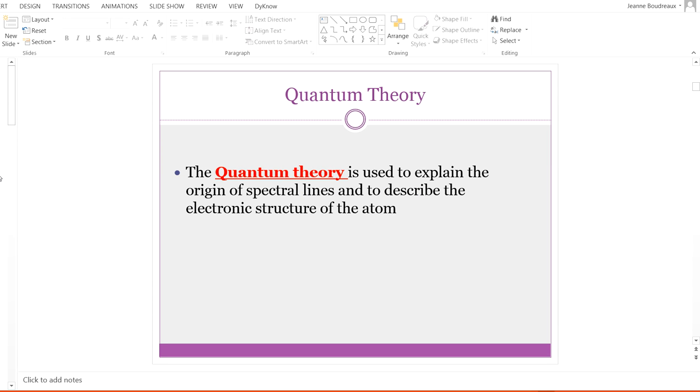A lot of times when people hear the word quantum, they kind of freak out a little bit. Quantum theory is just a simple explanation that helps us to understand where the spectral lines come from, and it also describes the electronic structure of the atom. Basically, the quantum theory helps us to understand where the electrons are in an atom.